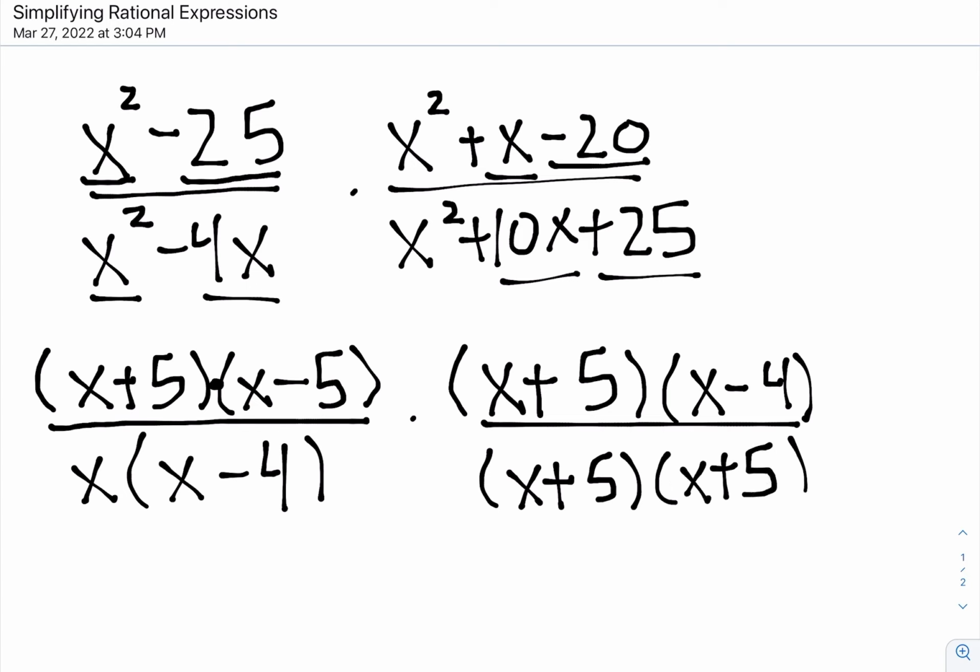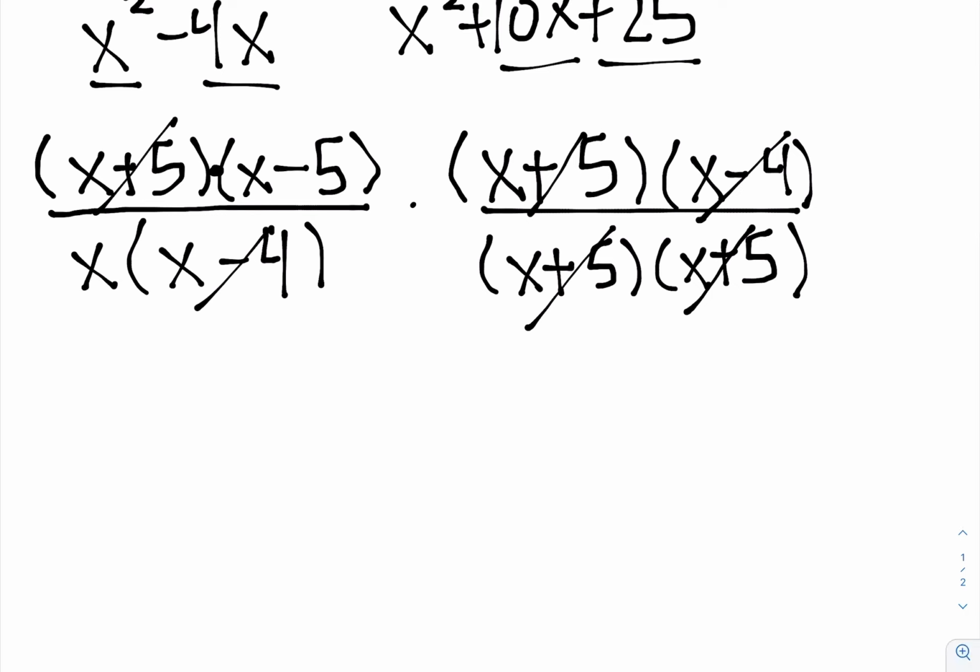Okay, now is the fun part. Now that we did the hard part of factoring, the fun part is just crossing out what we see on the top and the bottom. There's an x minus 4 on the top and the bottom, cross that out. x plus 5 on the top and the bottom, and x plus 5 on the top and the bottom here. And all that we're left with is x minus 5 divided by x.